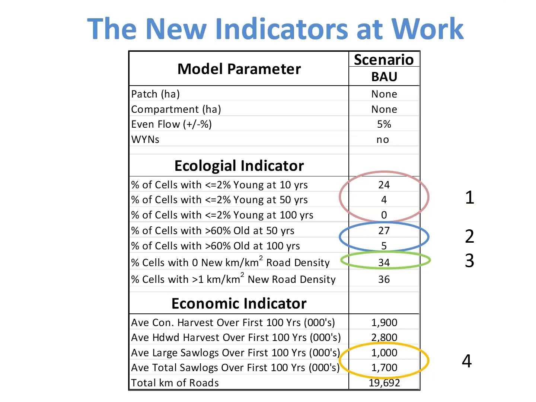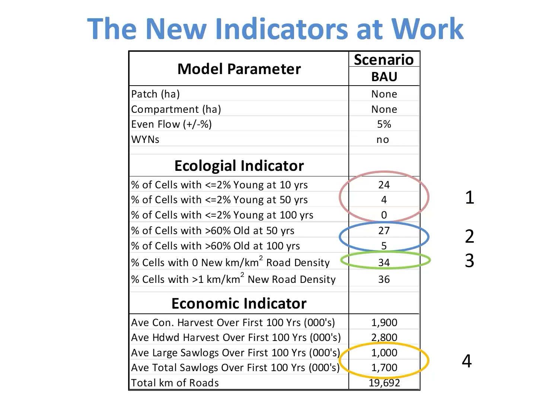The second indicator I talked about was the amount of old forest, and there was a lot of them in a cell. And I used 50 and 100 years. That's the outline in blue. And then the road density one is in green. Remember, that's the proportion of cells that have 0 new roads in them.